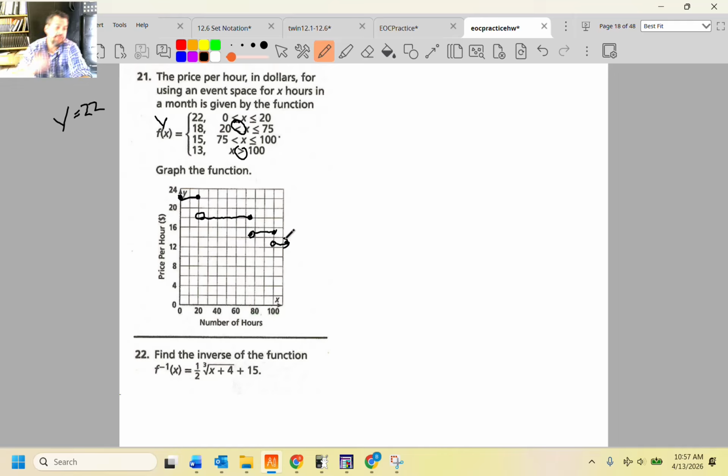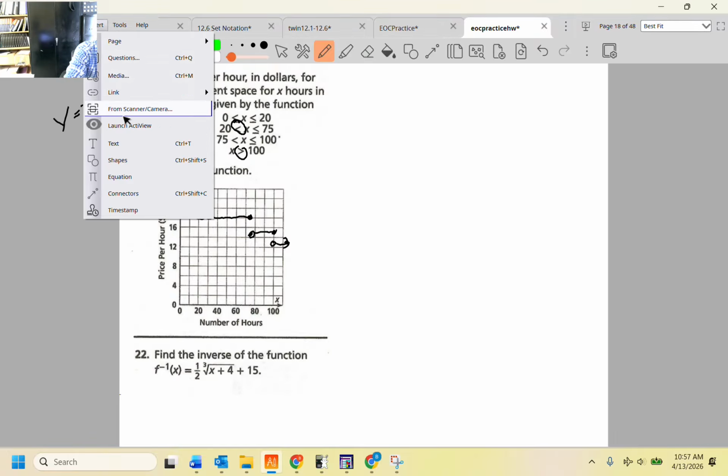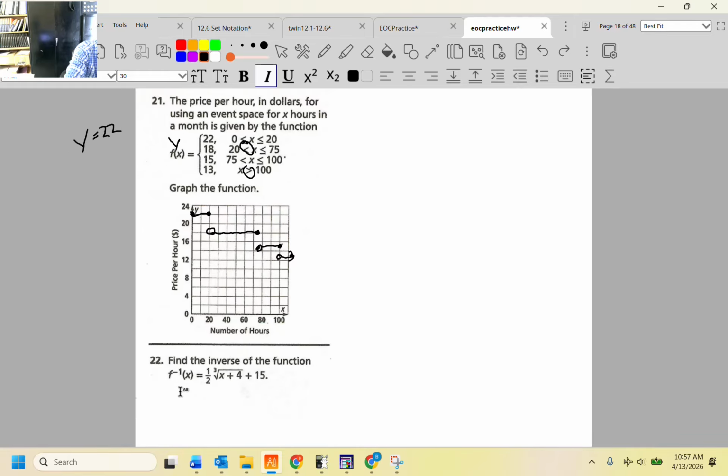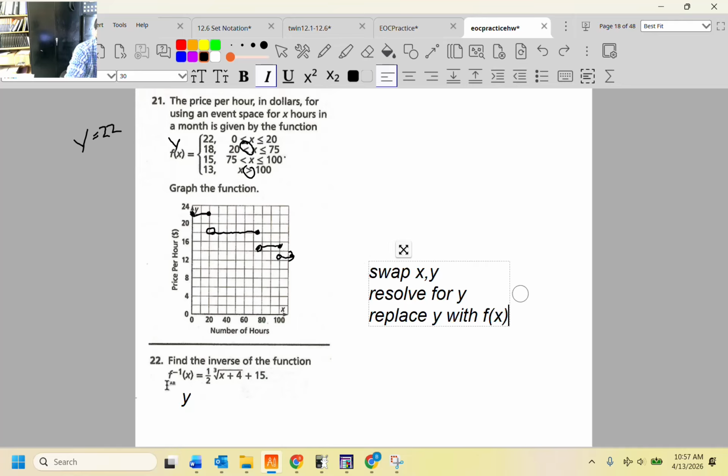All right, 22 is up next. Wouldn't kill you to know how to write an inverse. Now, they actually gave you the inverse, which is kind of funny. You're supposed to find the inverse of this, or the original function. This is just another fancy way of saying y, by the way. So we swap x and y, then we solve for y. And in this case, we're actually going to replace y with f of x because we're finding the original function. They gave us the inverse, so we go the other way around.